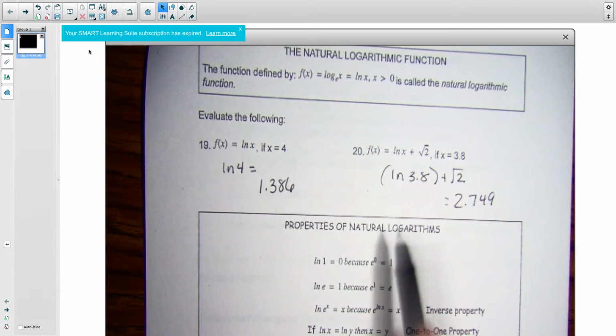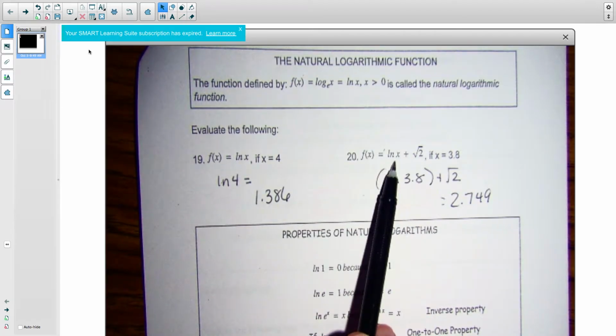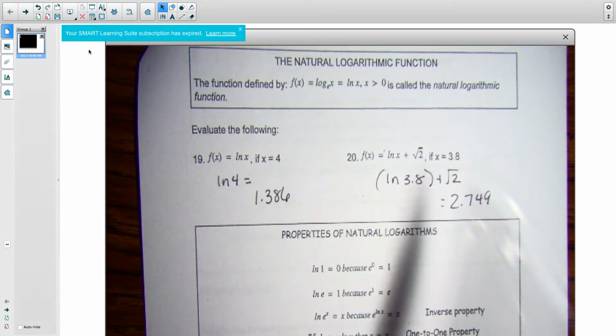Be careful on problems like this. You're only taking the natural log of x. Then you're adding the square root of 2. 2.749.